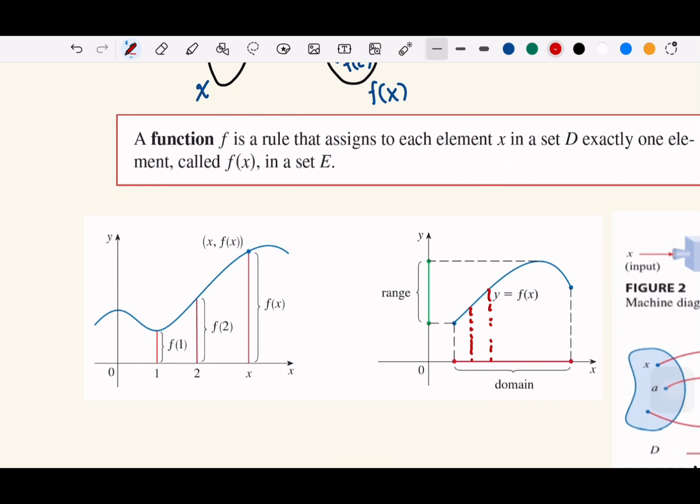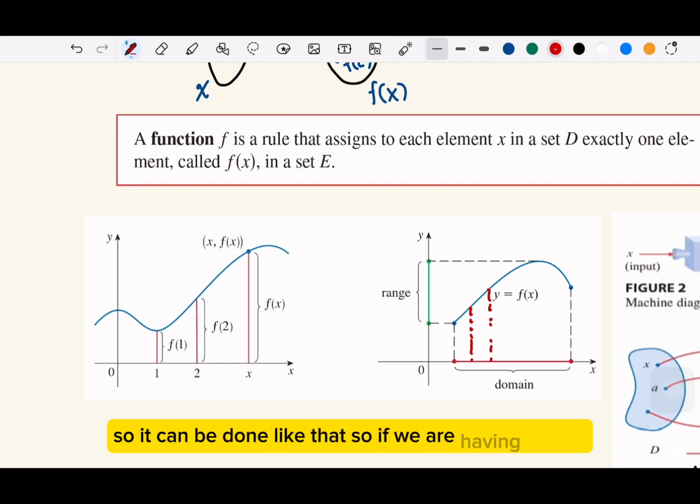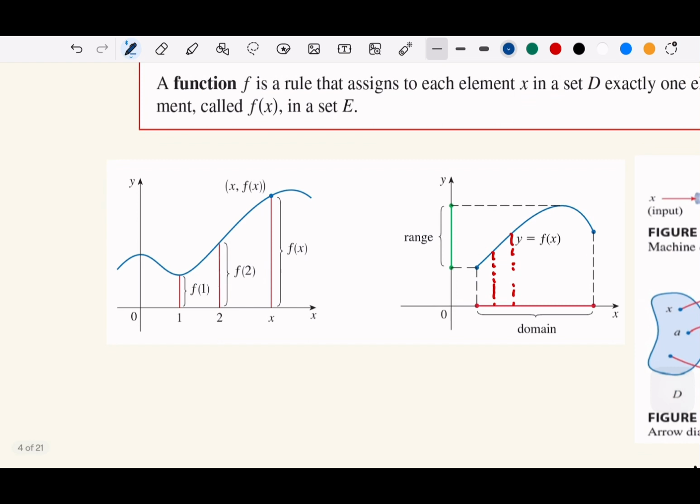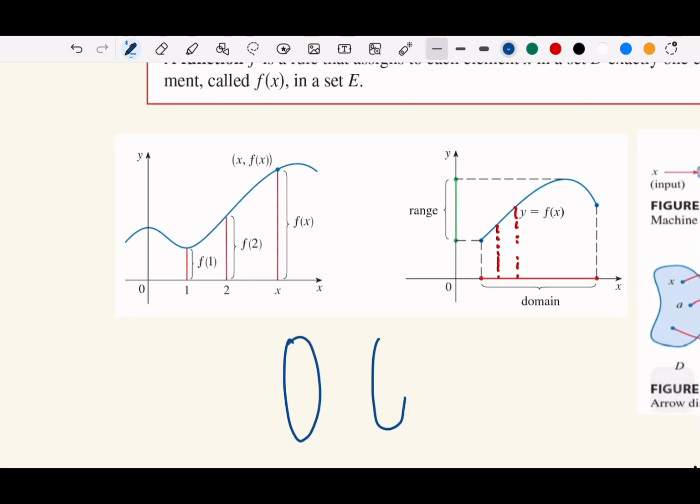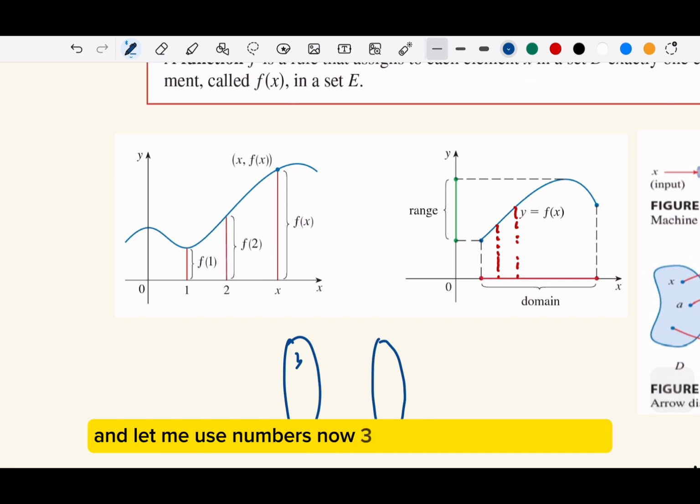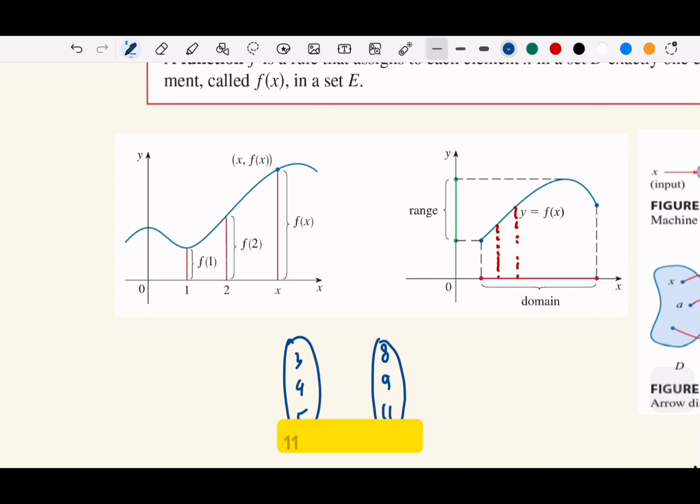Notice that if you take this point and you take this point, they have the same f, but we still call it a function. So it can be done like that. Let me use numbers now, 3, 4, 5, just random numbers, 8, 9, 11. So if this, but if I make this, it's still a function.